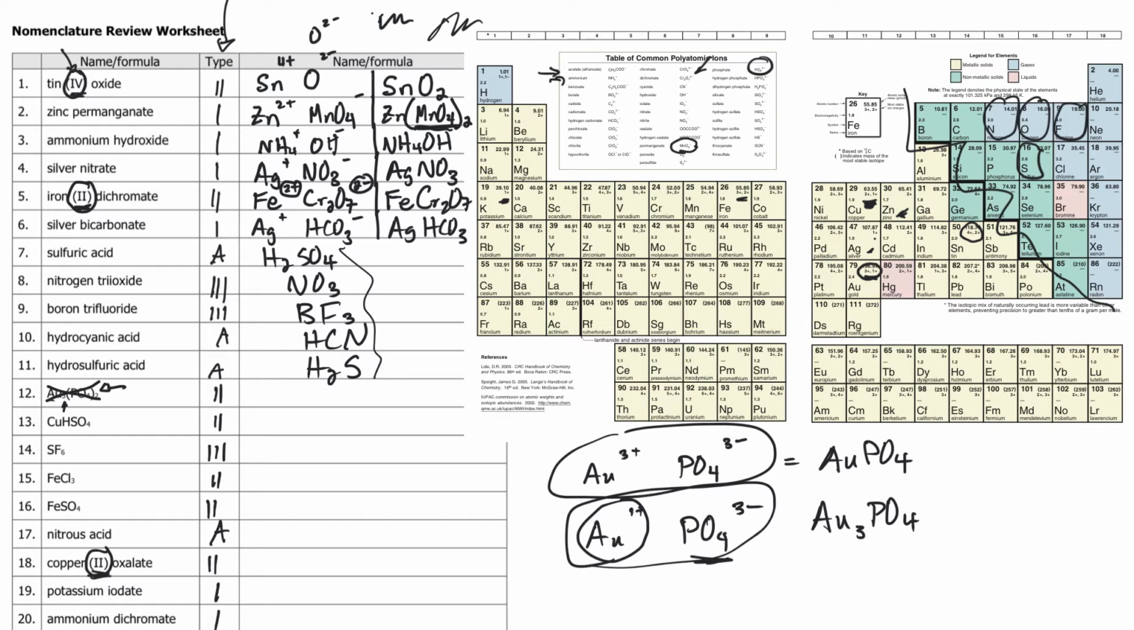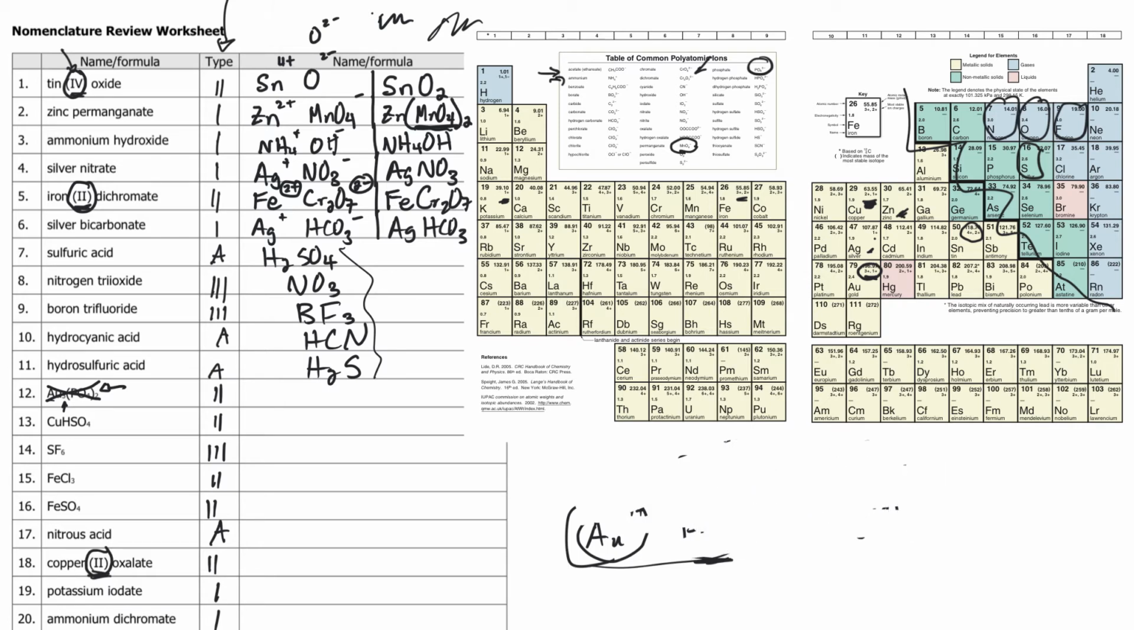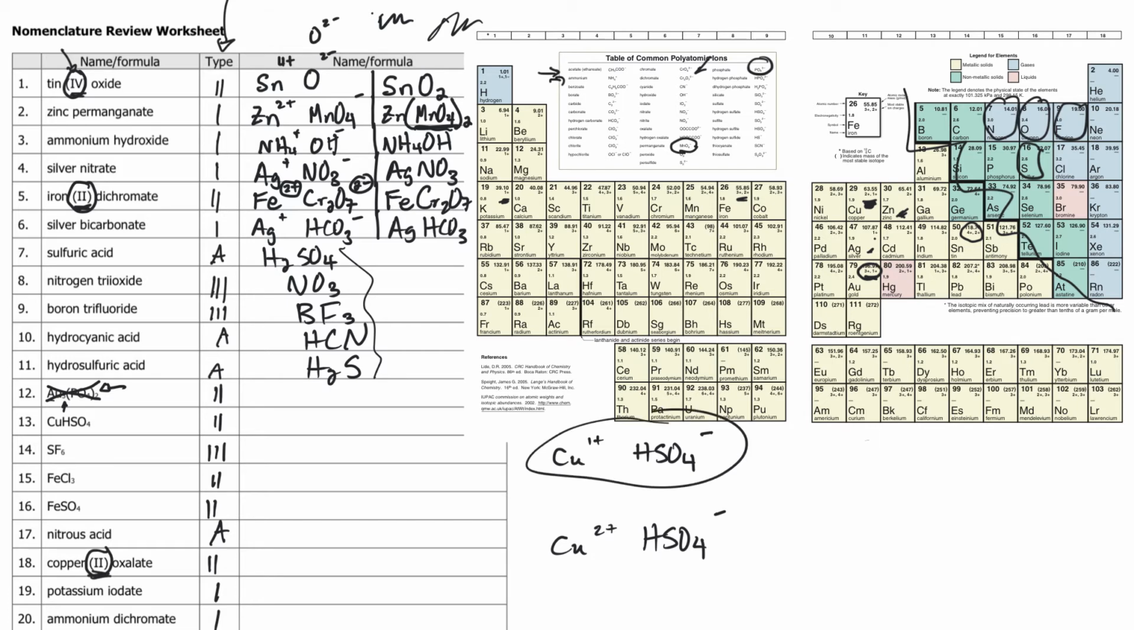The next one, though, is similar to it. So it's a copper one. Let me erase this stuff. It's a copper one, so it's copper. And copper can be a 1 plus, or copper can be a 2 plus. And then it's HSO4, so it's bisulfate, I think. So HSO4, and it's a 1 minus. So which of either this or this will give you that formula here?